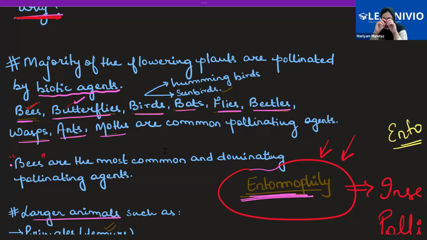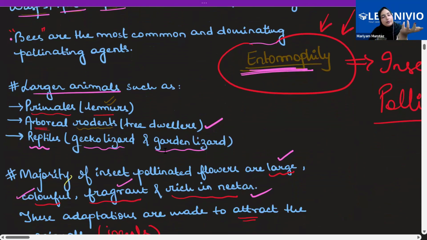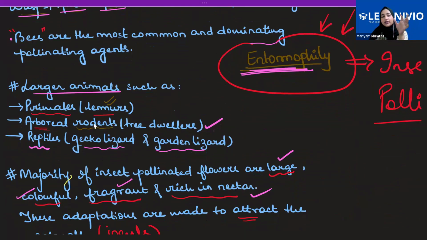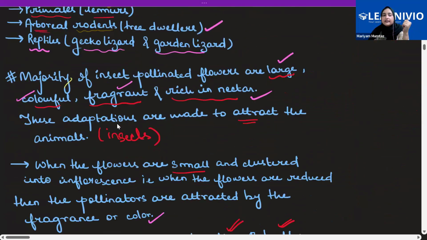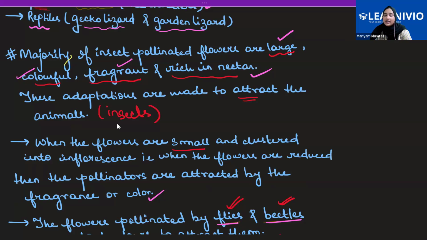Okay. Now, larger animals also act as pollinating agents, such as primates like lemurs, then arboreal rodents. Arboreal means they live in the trees. They can also cause pollination, and reptiles such as lizards can also cause pollination. Those insect pollinated flowers will be large, beautiful, colorful, fragrant, and rich in nectar. These are the adaptations of the flower so that they can attract the animals, the insects.